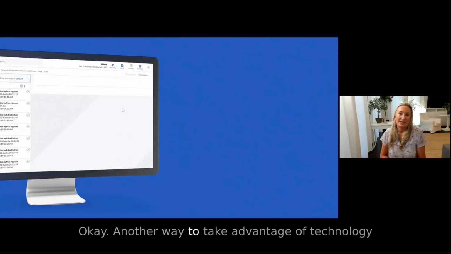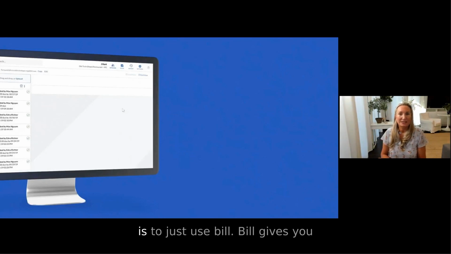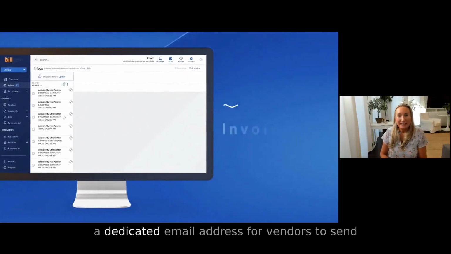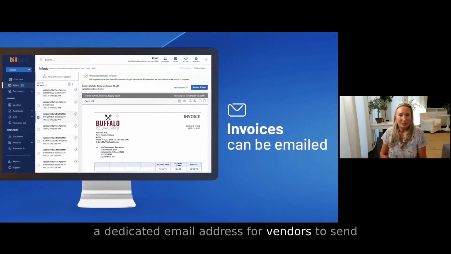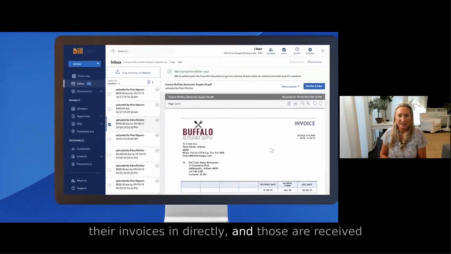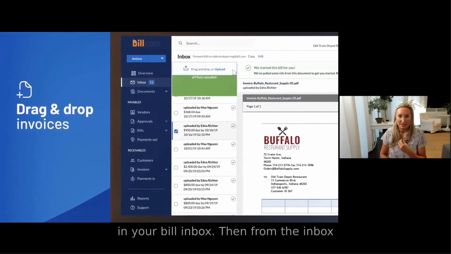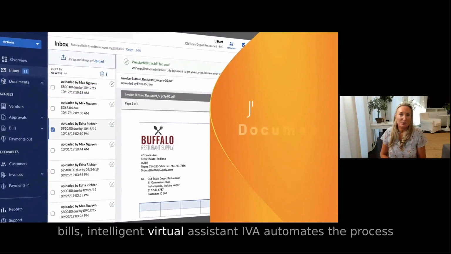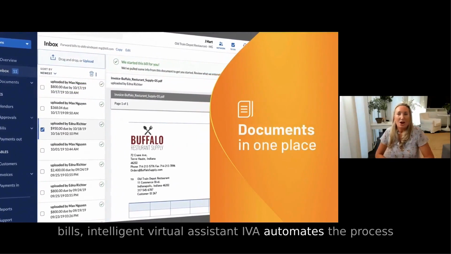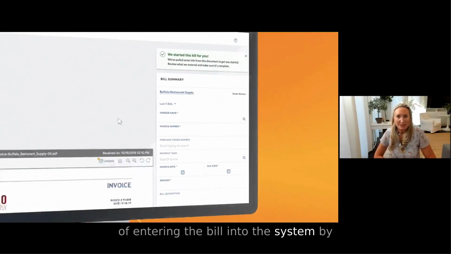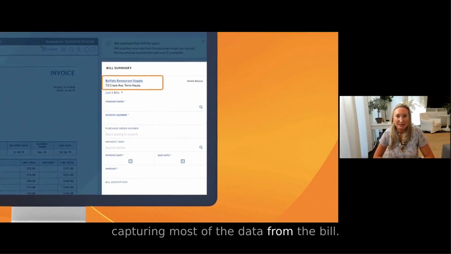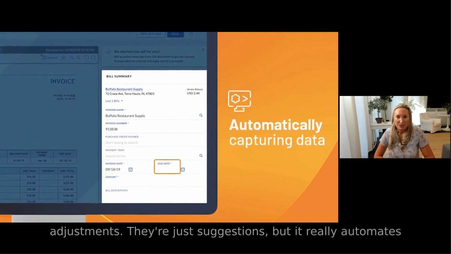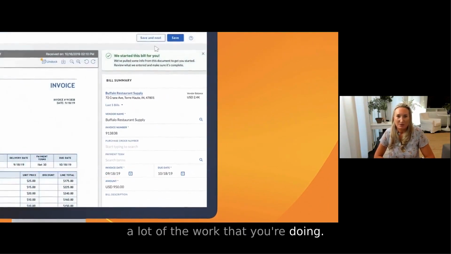Okay. Another way to take advantage of technology is to just use Bill. Bill gives you a dedicated email address for vendors to send their invoices in directly, and those are received in your Bill inbox. Then from the inbox, Bill's intelligent virtual assistant, IVA, automates the process of entering the bill into the system by capturing most of the data from the bill. And then you can review it and make adjustments.